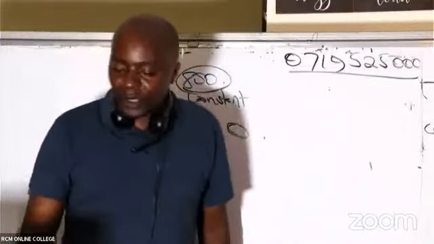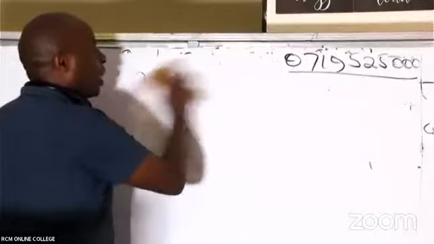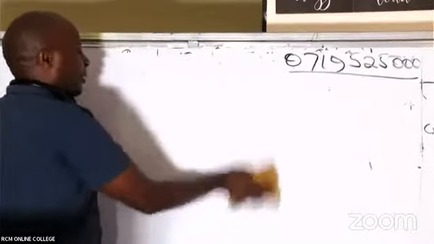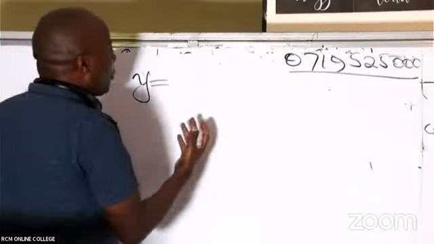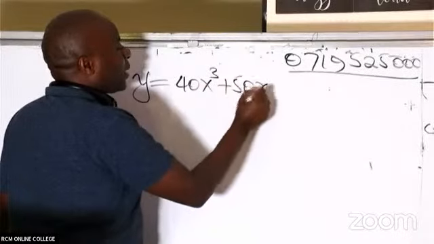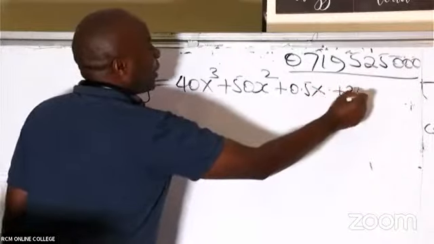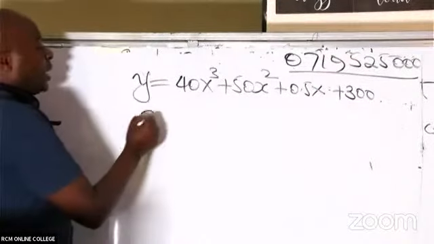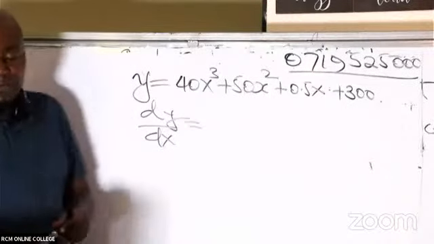Then let me give you some arithmetic here to try. Today is a day for presents. For example, we're given y equals 40x raised to power 3 plus 50x raised to power 2 plus 0.5x plus 300. If you're given this kind of big arithmetic and someone tells you to get dy dx, it gives you 300 bob.